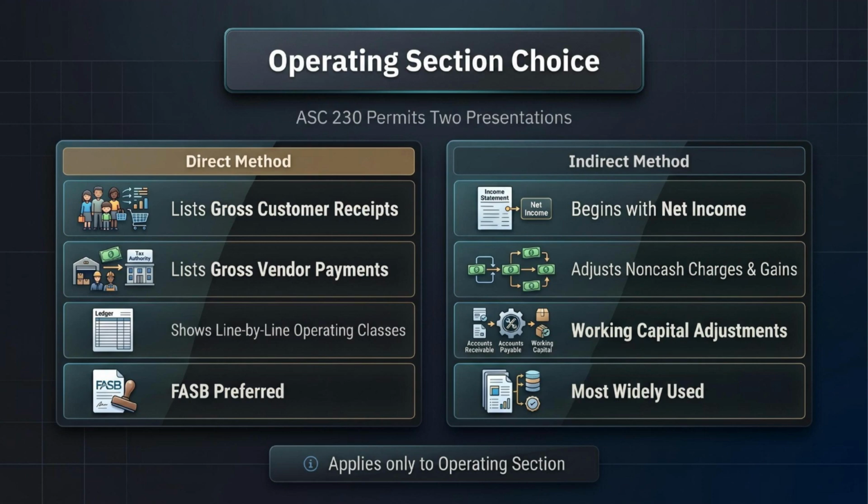This is why the direct method feels like a cash register view, while the indirect method feels like a reconciliation schedule. The important point is that the choice affects only operating activities. The purchase of equipment is still investing. Issuing shares is still financing. Repaying debt principal is still financing. The operating section gets the method choice, the other sections keep their normal classification logic.